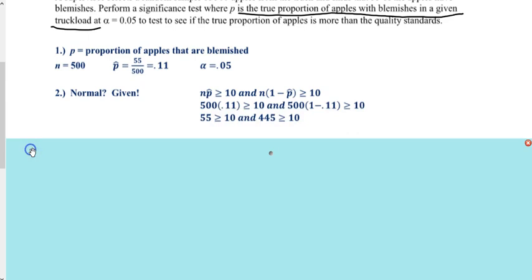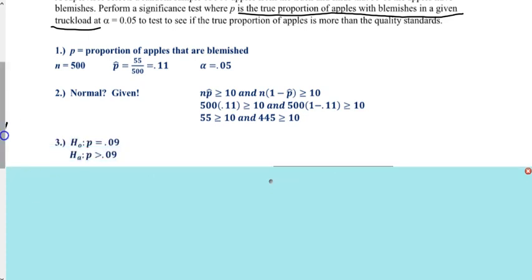Part 2, step 2. Is it normal? That was given to us. Instead of saying random, we say normal for these tests. So n times p and n times 1 minus p. So 500 times 0.11, and then 500 times 1 minus 0.11. Both have to be greater than 10. And it's 55 and 445, so we're good to go.